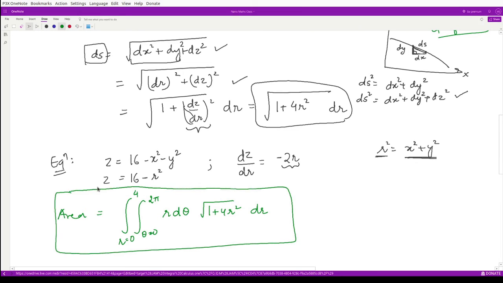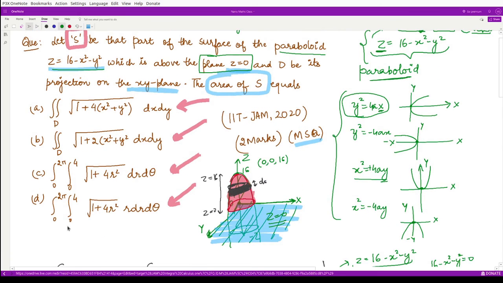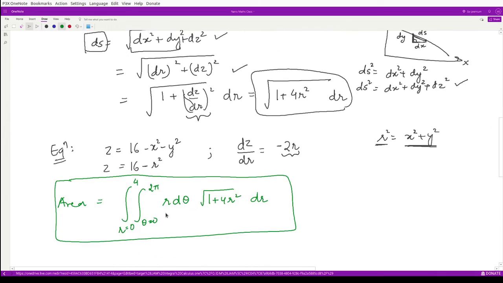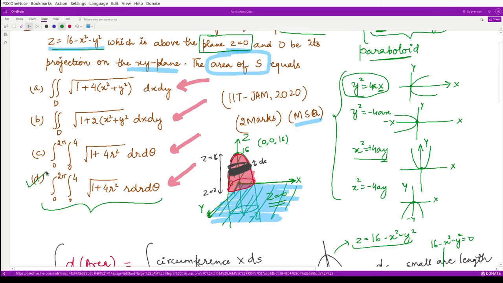So let's look at our options. From the options you can see this integral over here: integration 0 to 2π, integration 0 to 4, √(1 + 4r²) r dr dθ gives you the area, right? So therefore we got one correct option as D. Obviously option C won't be your answer, because there is an r missing here, right? So C is not there.